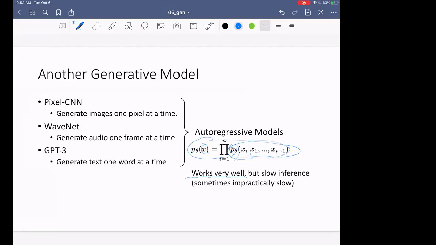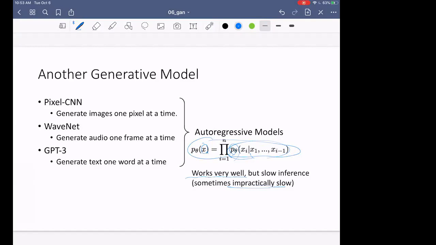Yeah, the same problem occurred in WaveNet. To generate just a few seconds of audio, they needed to sample for several minutes, maybe even one or two hours. So sometimes it's impractically slow. The output quality is very good, but the sampling process takes too much time. And I guess the same problem could occur in GPT-3.